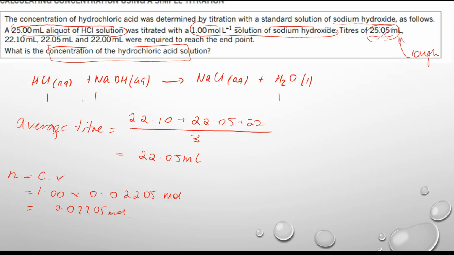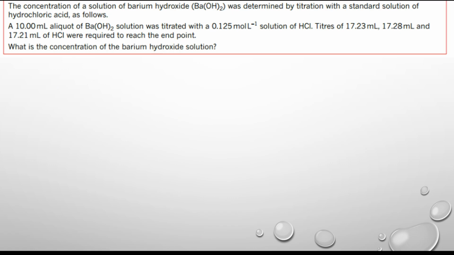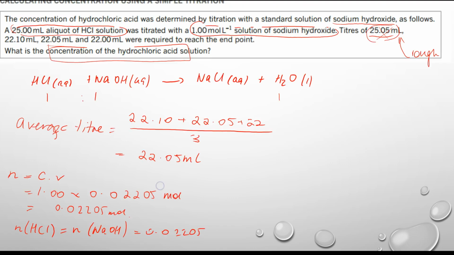So we now know the moles of sodium hydroxide. Now we know the mole ratio is a 1-to-1 ratio. Therefore, we can say the moles of HCl is equal to the moles of our NaOH. So with that, we can say that the moles of HCl is also equal to 0.02205. As you can see, I'm having issues with this screen.